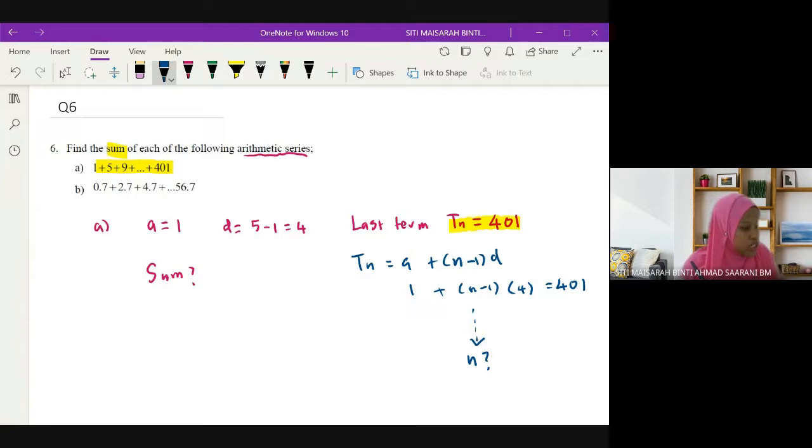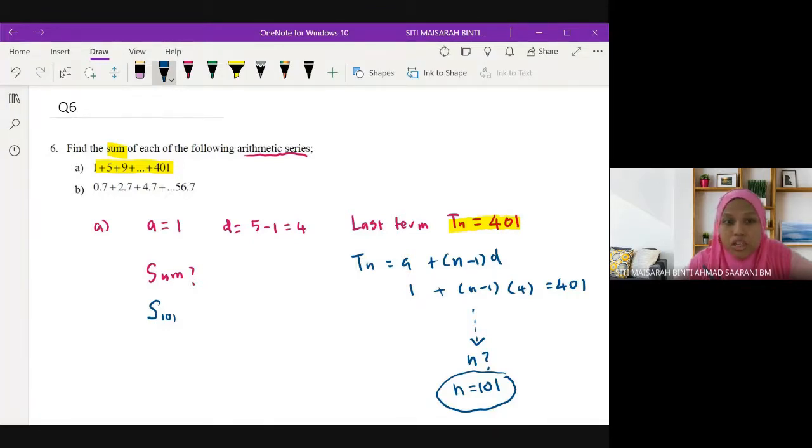Okay. So for this case n dia akan dapat, kalau kita kira 1 plus 4n minus 4. Okay, n dia suppose mesti dapat 101 kat sini. Okay, n dia is 101. Okay, and then awak boleh cari dia sum of 101. Soalan dia adalah sebenarnya is sum 101.